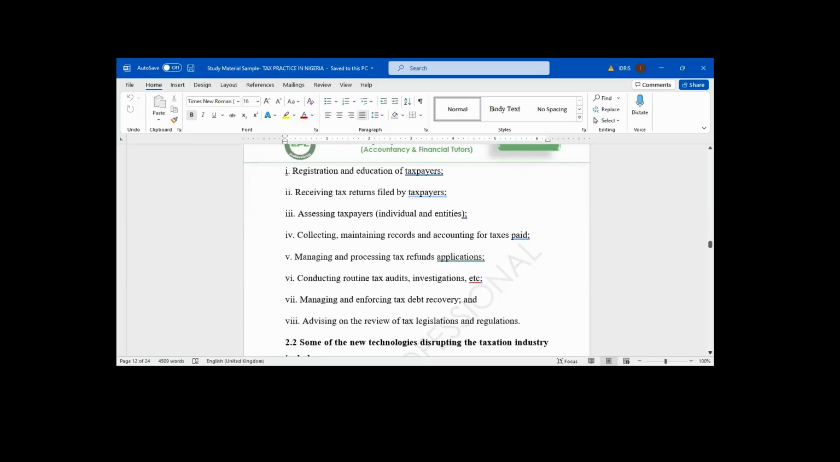Another role is collecting, maintaining, and accounting for tax paid. They will collect the tax, maintain the records, and account for it in front of the government. This is one of the roles of tax administrators. Another role is managing and processing tax refund applications.